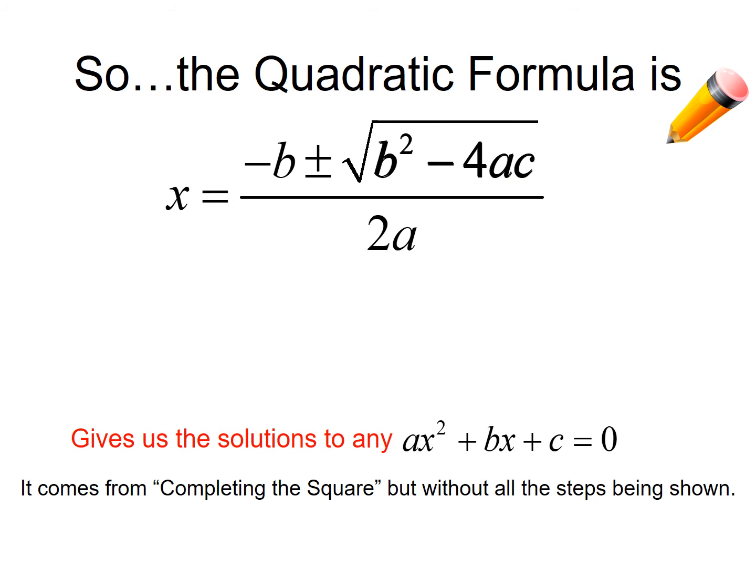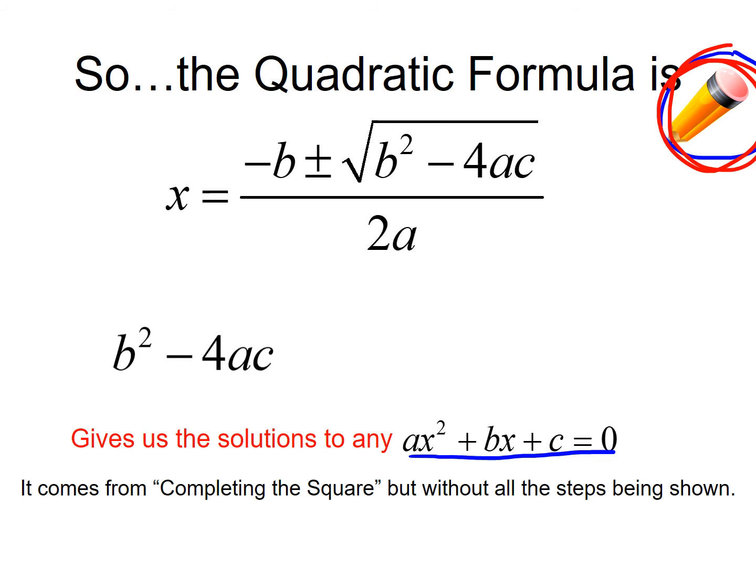So the quadratic formula is x is equal to negative b plus or minus the square root of b squared minus 4ac all over 2a. So this equation is going to give me the two solutions that I need for a quadratic equation. Make sure when I have this pencil on the screen, I want you to be writing what's in red. Everything that's in red, you should be writing on your foldable.